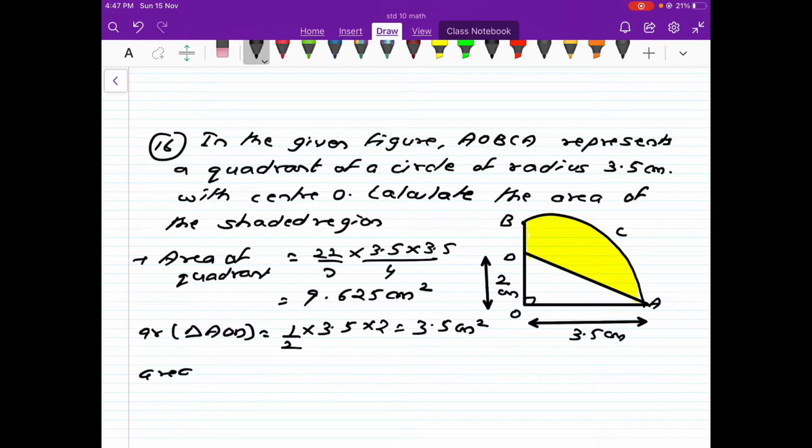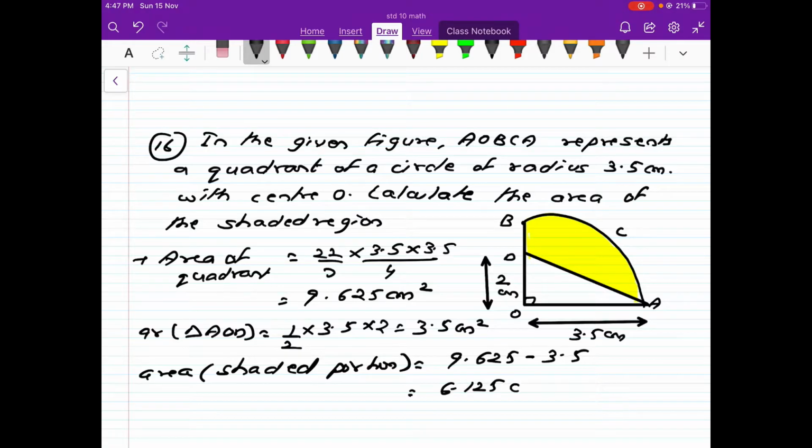Therefore the area of the shaded portion is the area of the quadrant minus the area of the triangle. So we are getting 6.125 centimeters square as our answer. So this is the required one.